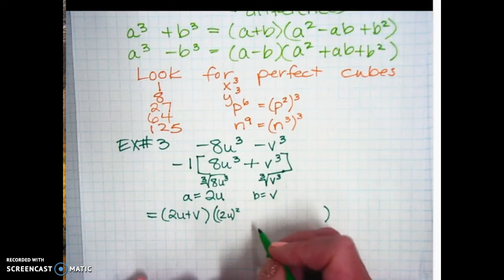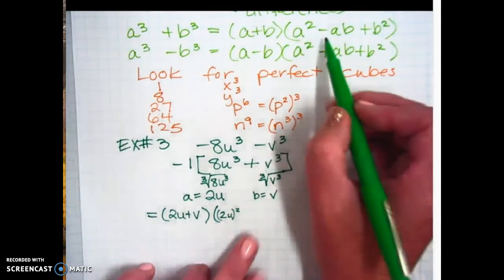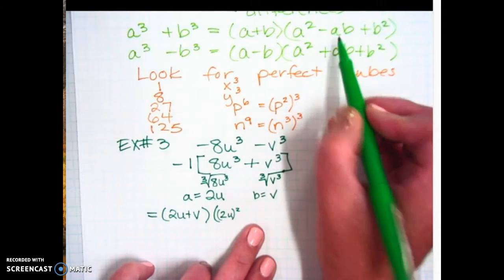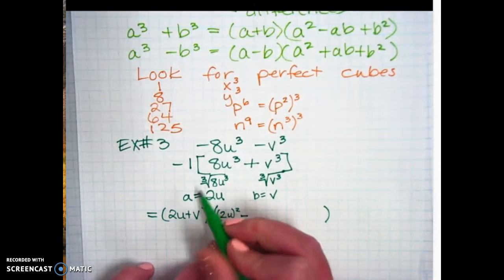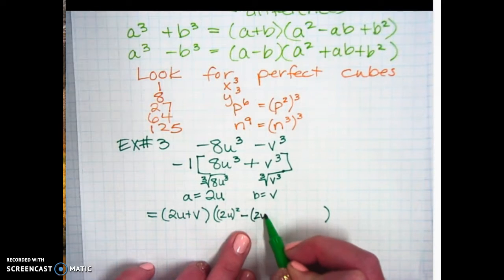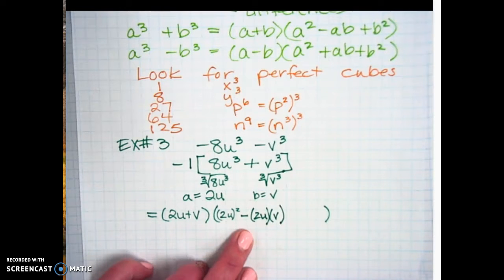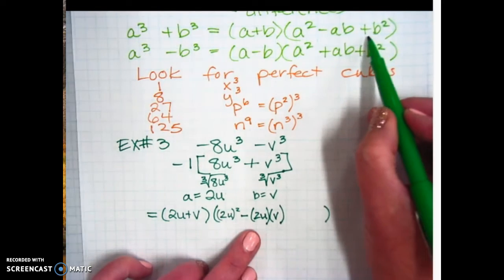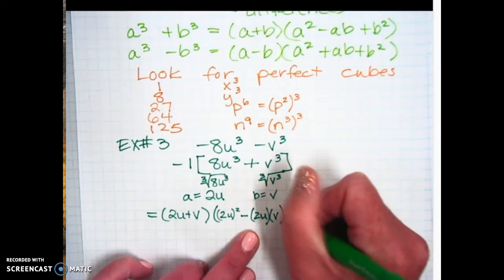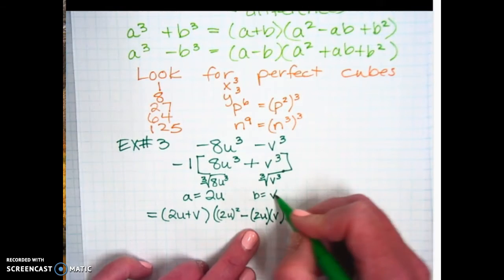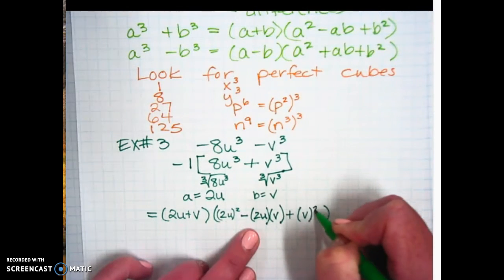Okay? All right. Now the pattern says minus ab. So minus a, which is 2u, times b, which is v. And then the third term of the trinomial says b squared. So plus v squared.